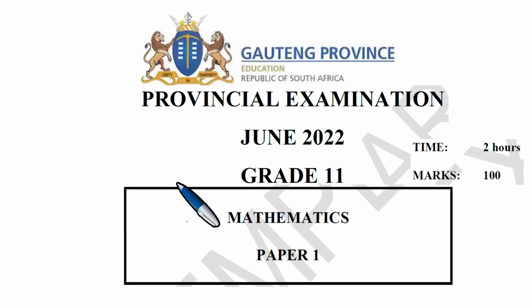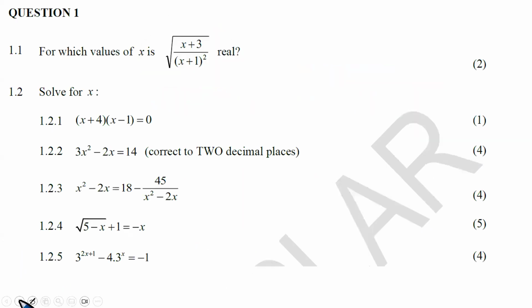In this lesson, we shall focus on Mathematics Paper 1, Grade 11, as it was written in June 2022, and it was out of 100 marks, written in 2 hours. And we will actually analyze the questions, solve each question step by step, and see how the kids had to deal with this exam paper in the year 2022.